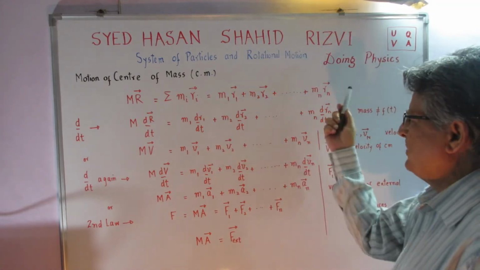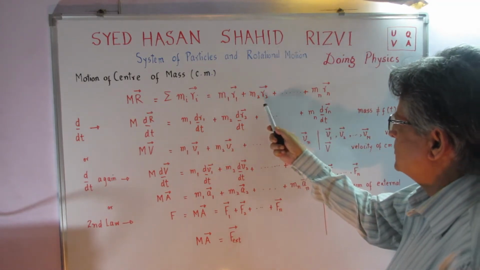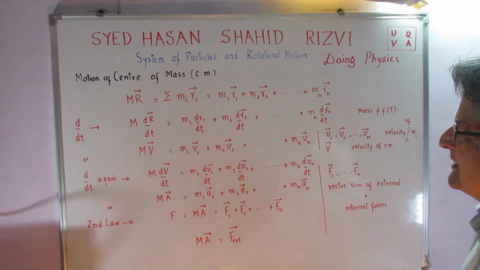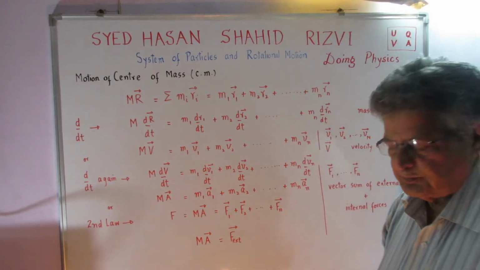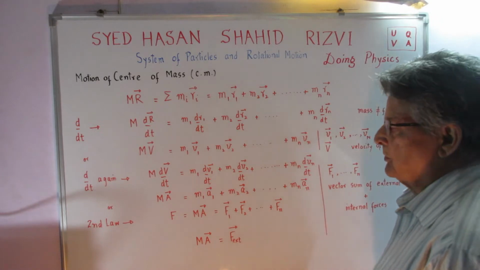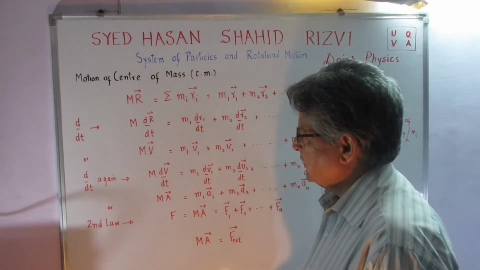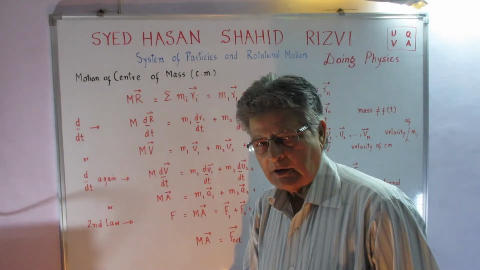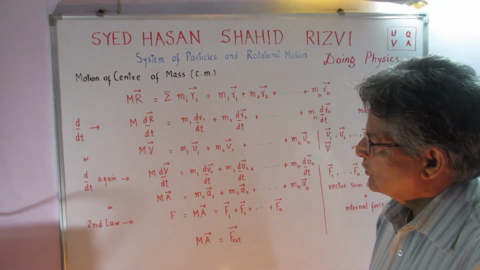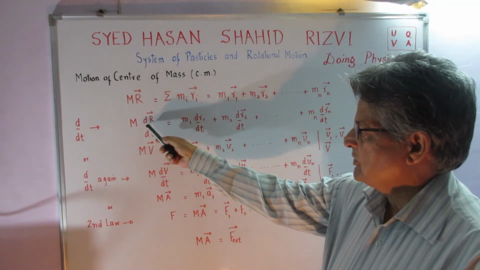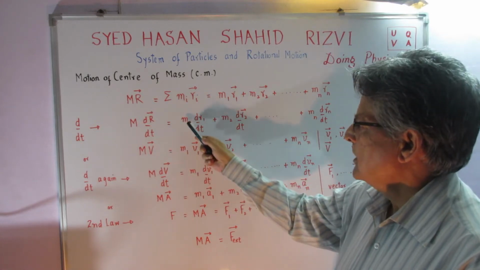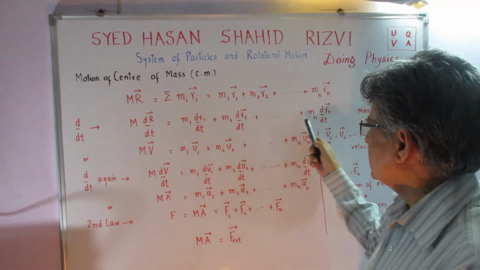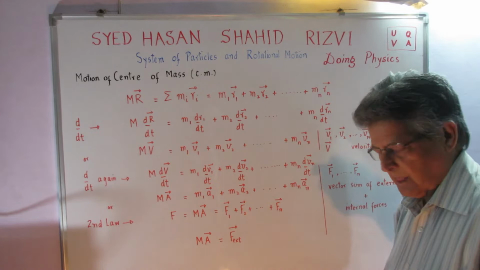which I can split into m1 r1 plus m2 r2 plus etcetera, plus mn rn. Now, this is the kind of thing we have done before also for a particle system. From this equation, we can differentiate with respect to time. So what I get here: capital M is a constant, dR/dt, m1 is a constant, dr1/dt, m2 is a constant, dr2/dt, etcetera, mn drn/dt.